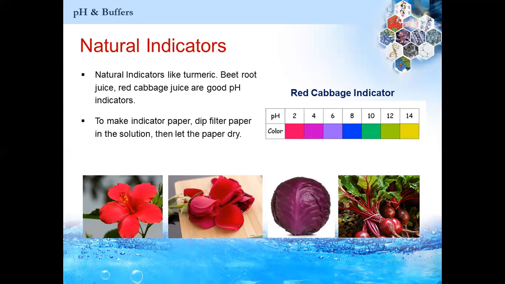To make an indicator paper, you have to take a filter paper and dip it in the extract obtained from these sources like flower petals, red cabbage or beetroot juice, and allow the paper to dry. And when you dip this paper prepared with natural indicators in a given solution, one example is given here of how the red cabbage indicator changes colors and how the colors are indicative of the pH values. So this is also another option we have to determine the pH values.